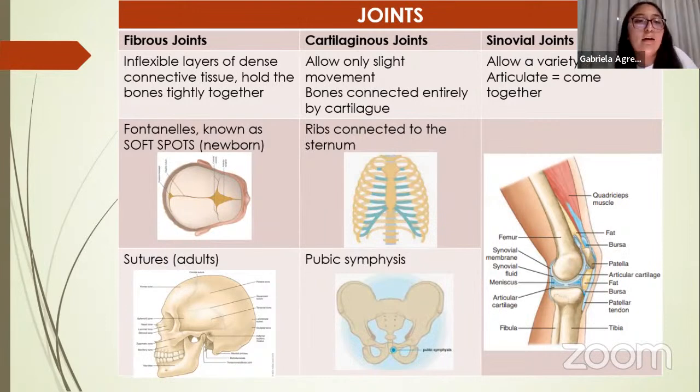Yes. Fibrous joints, inflexible layers of dense connective tissue hold the bones tightly together. Fontanelles, known as soft spots, newborn, sutures, adults. Cartilaginous joints allow only slight movement. Bones connected firmly by cartilage, I guess. Ribs connected to the sternum, pubic symphysis. Synovial joints allow a variety of motions, articulate, come together.